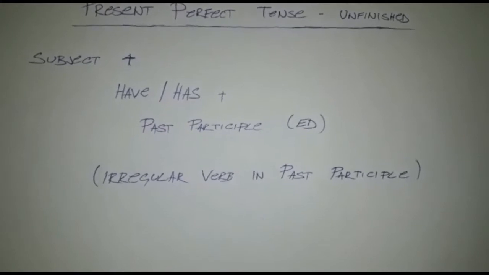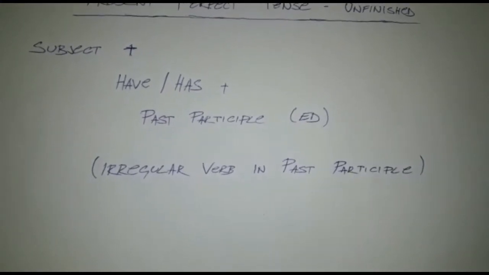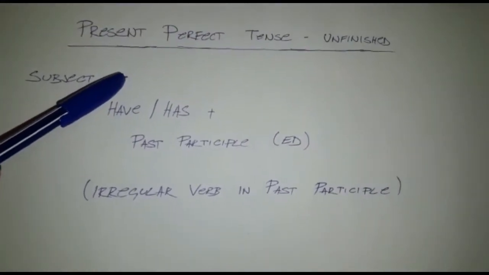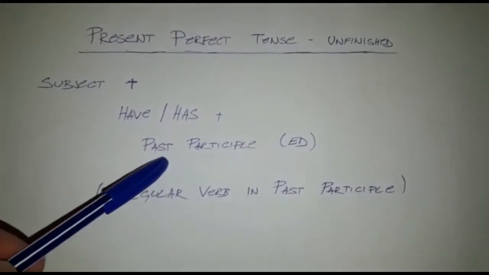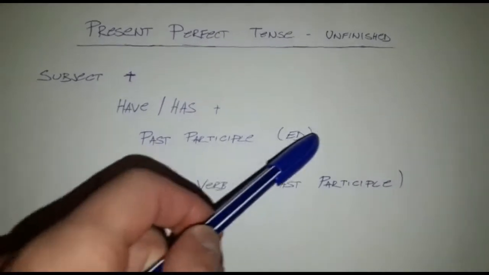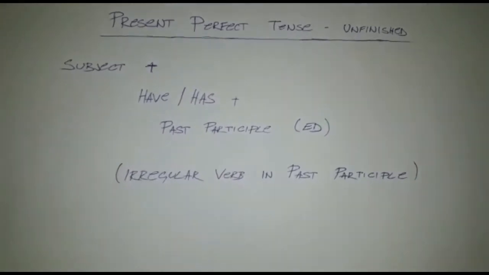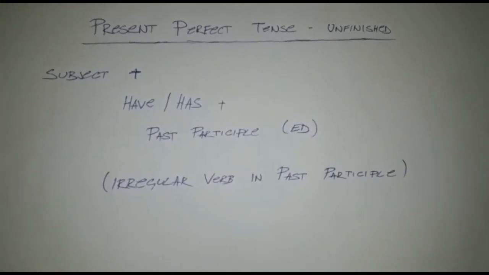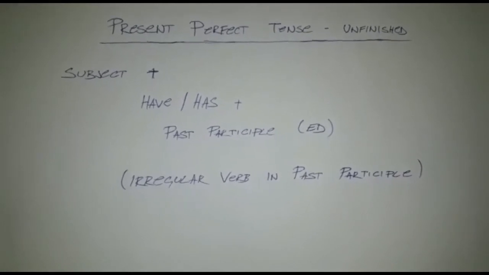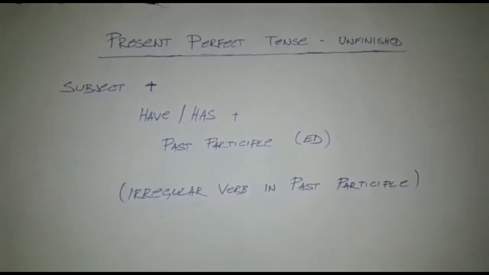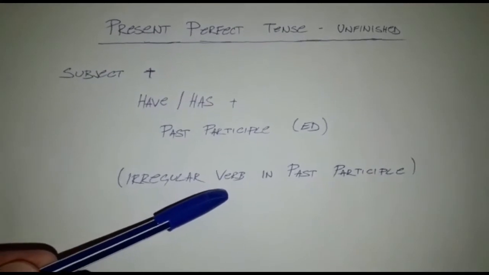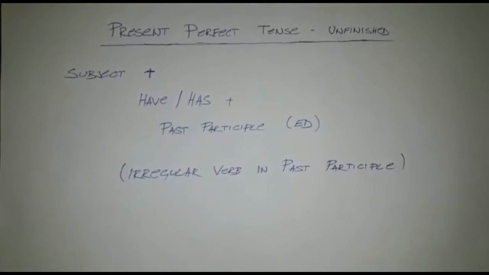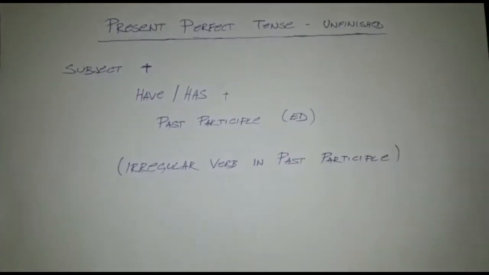First thing we need to know about present perfect tense is that it starts with a form or structure that's subject plus have/has plus past participle, which typically ends in ed. For example, walk plus ed becomes walked. I have walked to the store, or he has walked to the store. Past participle is also known as irregular verb in past participle. Irregular verb is actually taking a normal verb and you add something to the end.